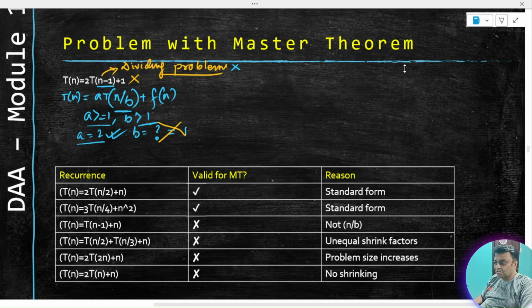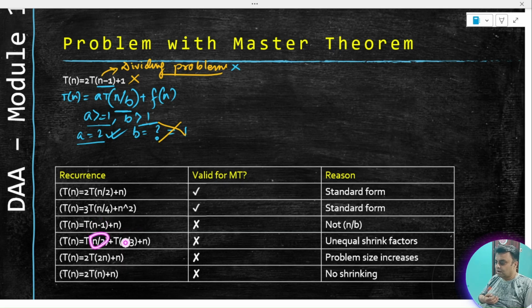So if you see below, Master's Theorem cannot solve these particular problems. I have already mentioned what all Master's Theorem cannot solve. Just have a look at this and you will understand that yes, this is of the format. This is because this is dividing. See, these two are all dividing. But whenever you have a linear reduction, this is not solvable.